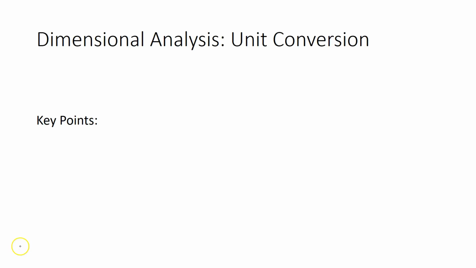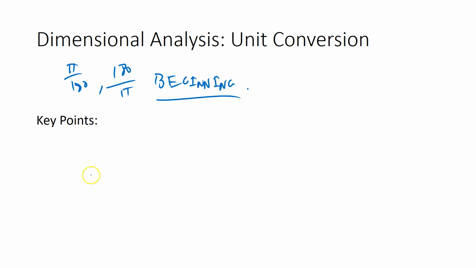Cool. All right, let's talk dimensional analysis. So like I said, this is really just unit conversion. And so the point here is that pi over 180 and 180 over pi are just kind of the beginning. There are all kinds of other things you can use. These are key points that you're definitely going to want to have in your notes. First one is that equivalencies work both ways, right? So 180 over pi or pi over 180, as long as you have the units canceling that you want to cancel, you can use them either way.